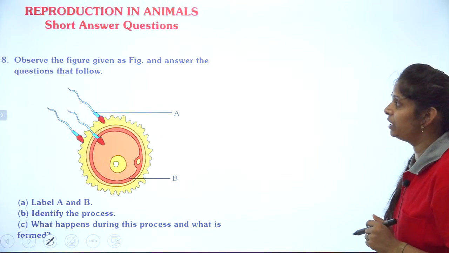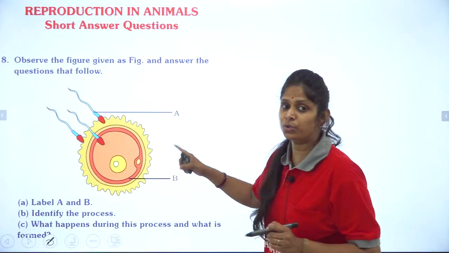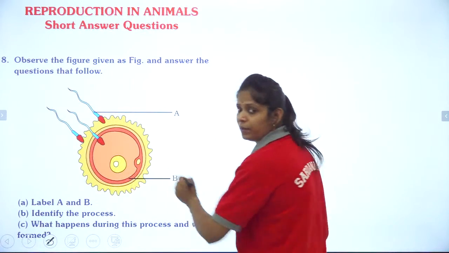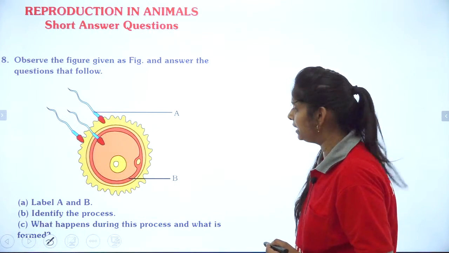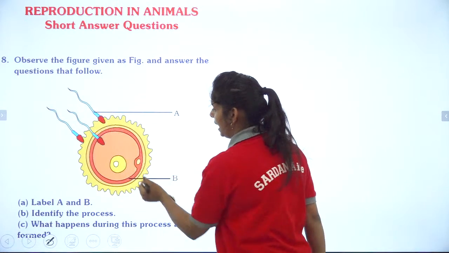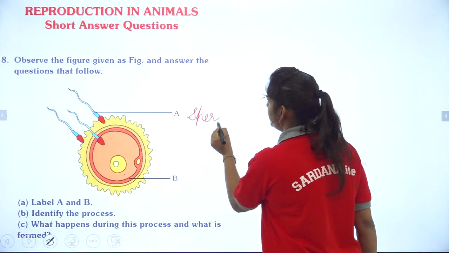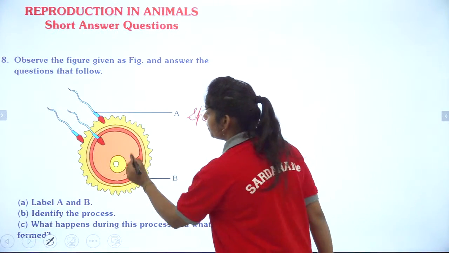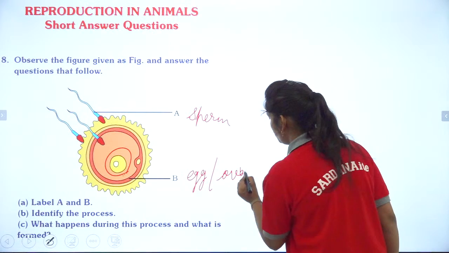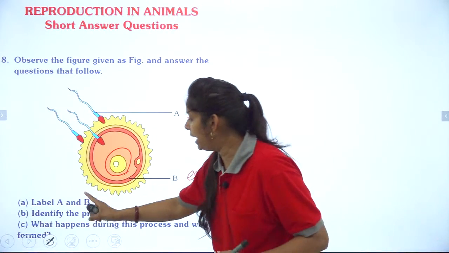Then look at this figure. Observe the figure given and answer the questions that follow. What are you looking at here? In the previous question I told you the structure of sperm. These are sperms, and this is the structure of ovum, or you can say egg. Clear? Now it is asking to label A and B. This is your first question. What is A? This is sperm. And what is this B? It is asking about this one. It is egg, or you can say ovum. O-V-U-M, ovum. Egg or ovum.